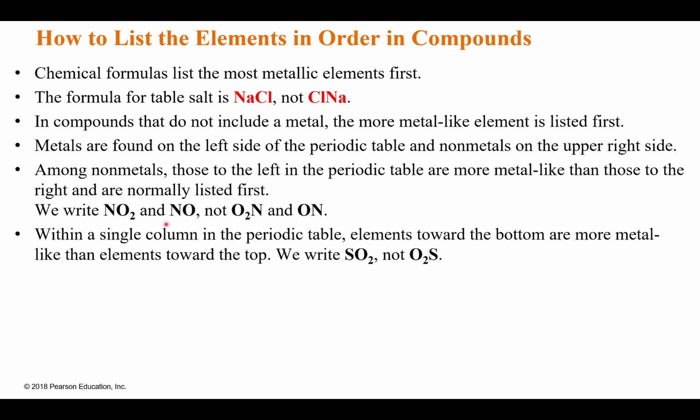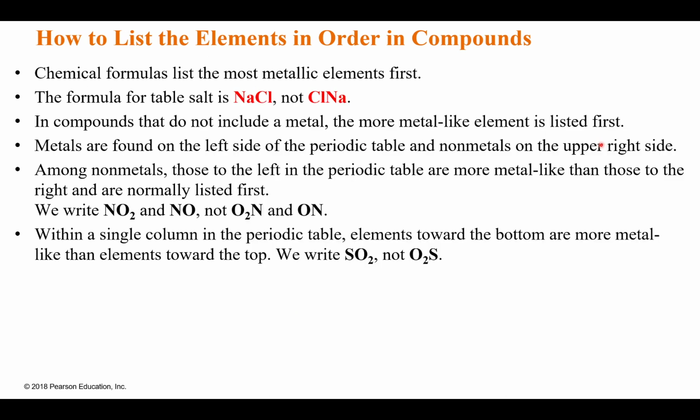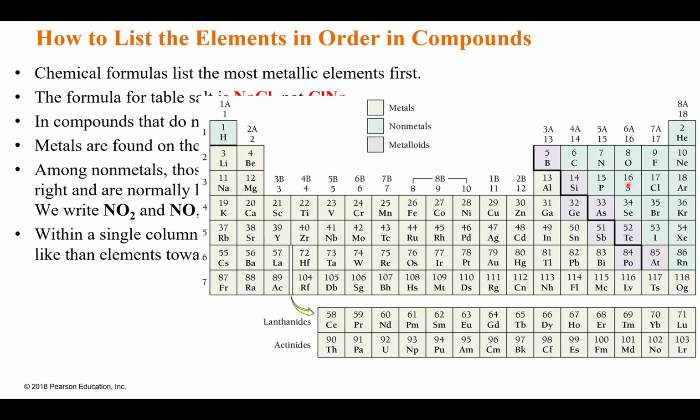But what if we apply that rule to non-metals as well? Take a look right here, nitrogen and oxygen. Nitrogen is to the left of oxygen. So if I have a compound between nitrogen and oxygen, such as NO2, we write N first and then O, not O and N. The same if I have a compound between sulfur and oxygen. It's SO2, not O2S, because sulfur is below oxygen. So again, the rule is left or below always goes first.